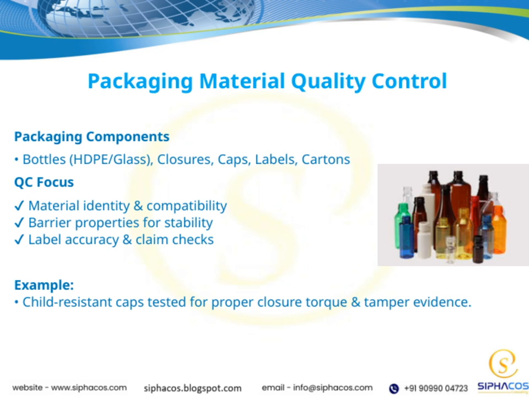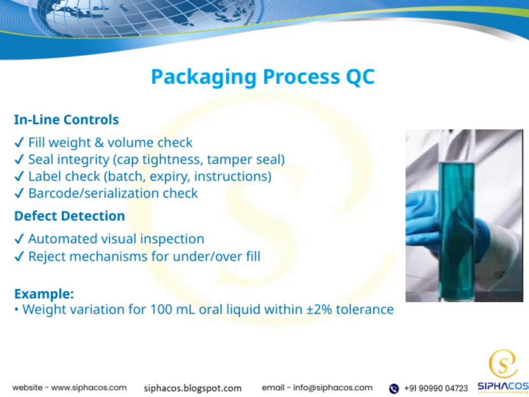Overall, quality control in packaging is about making sure every component functions correctly, maintains product stability, and complies with safety and labeling standards, integral parts of our overall product quality assurance. Let's take a closer look at the packaging process QC. First, inline controls are essential to ensure quality at every step. We perform fill weight and volume checks to make sure each package contains the correct amount.